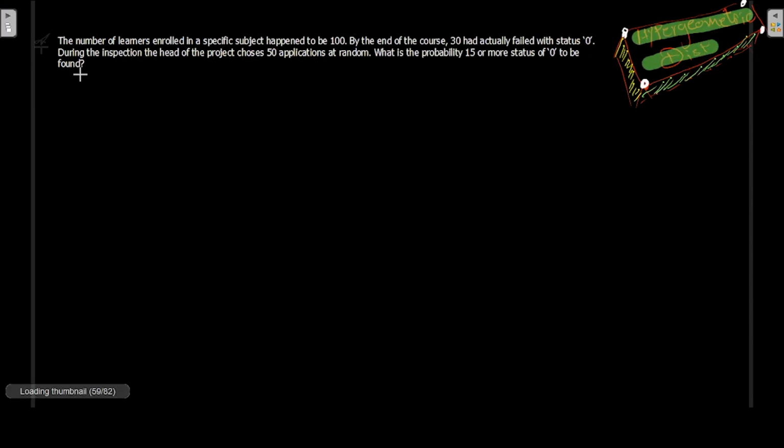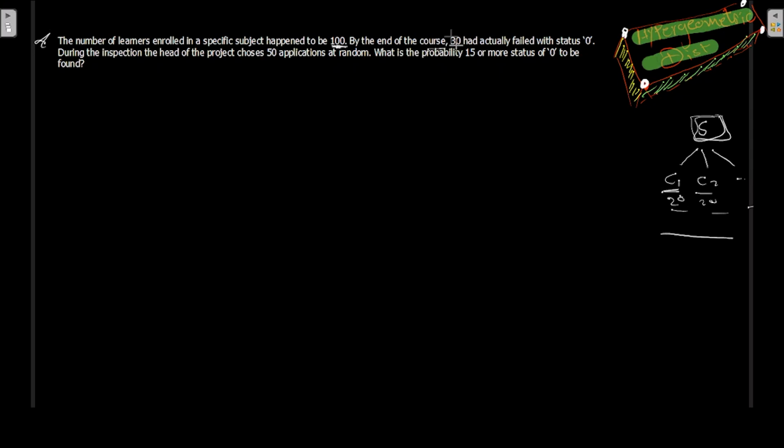Let's look at one more question here. The number of learners enrolled in a specific subject happens to be 100. So let's take a subject S, for example. I'd open a few courses, course 1, course 2, a number of courses, right? We have 100 enrolled to participate in this subject. Given that we know every course got 20 of them, it means that we have 5 courses. We figured out that 30 had failed with a status of 0. That means 70 of them had the status of 1.